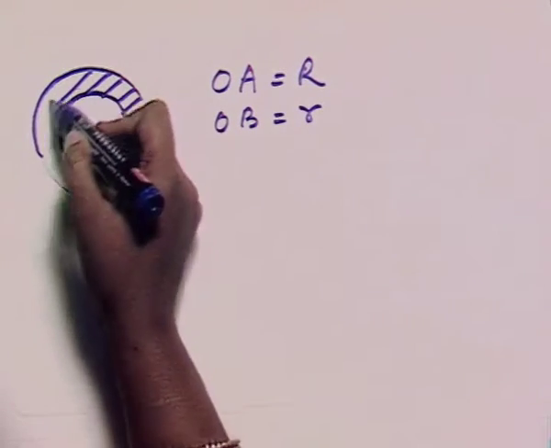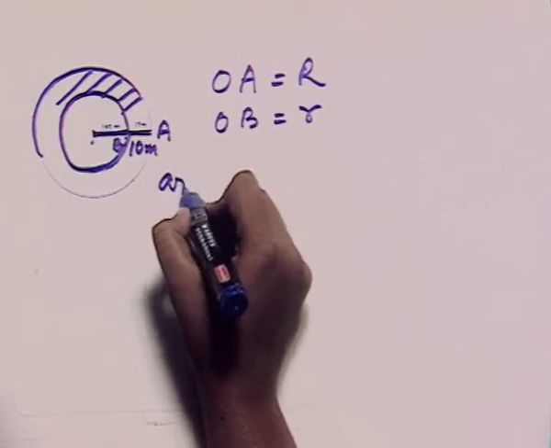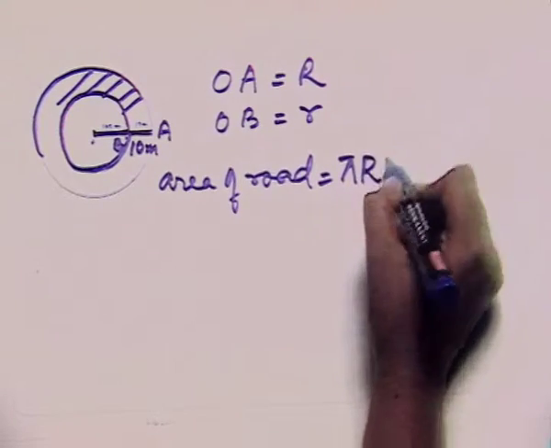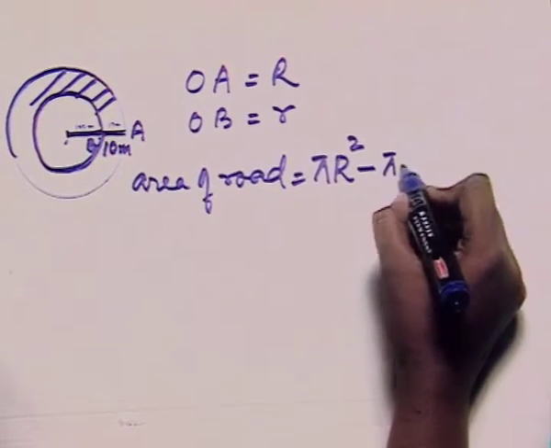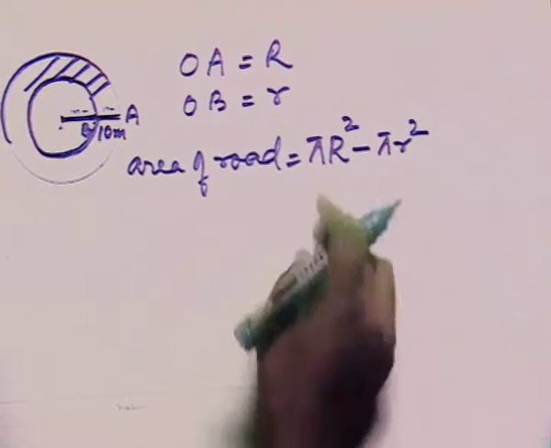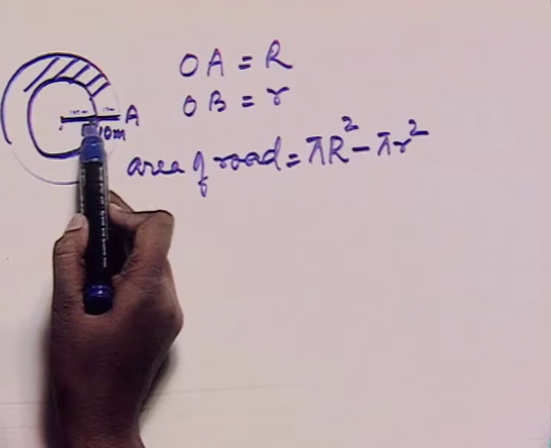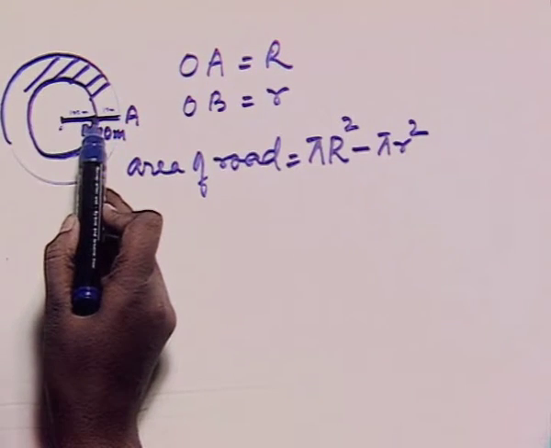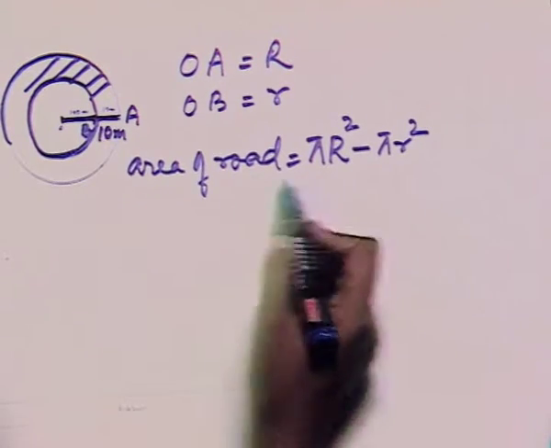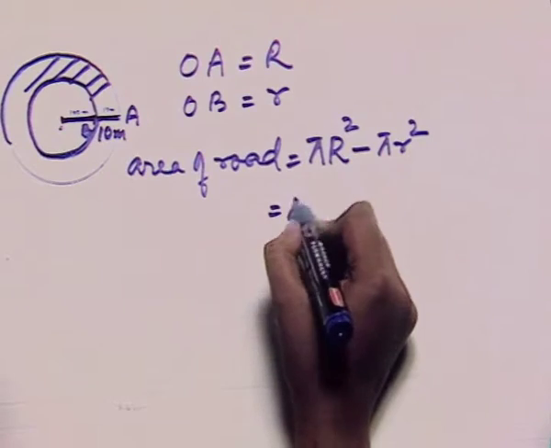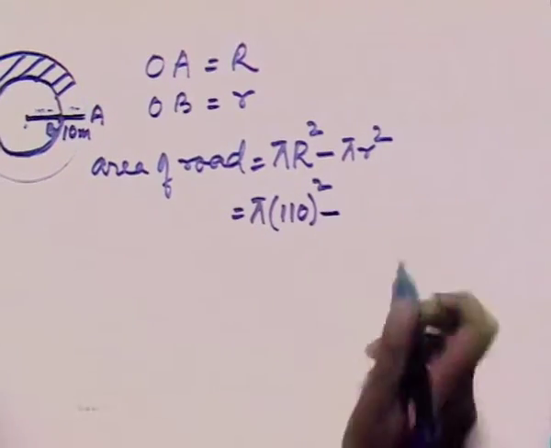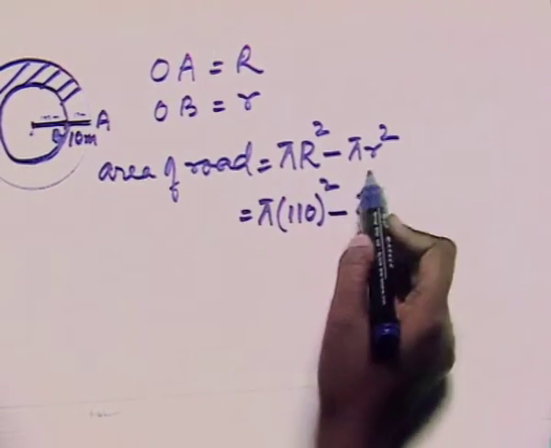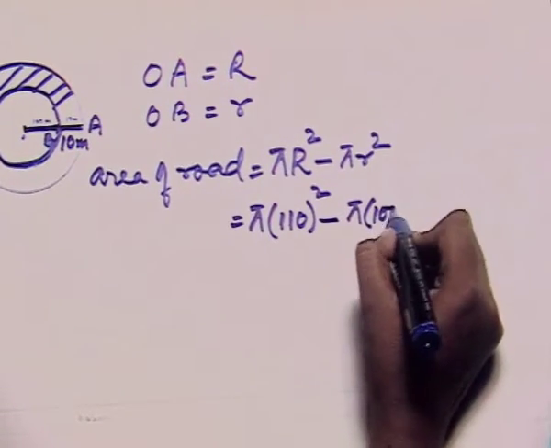Then the area of the road will be area of the outer circle, that is pi capital R square, minus area of the smaller circle, that is pi small r square. Now, what is capital R? Capital R is 100 plus 10, because the radius of the garden was 100 meters. So, pi into 110 square minus pi into 100 square, the area of the inner circle.